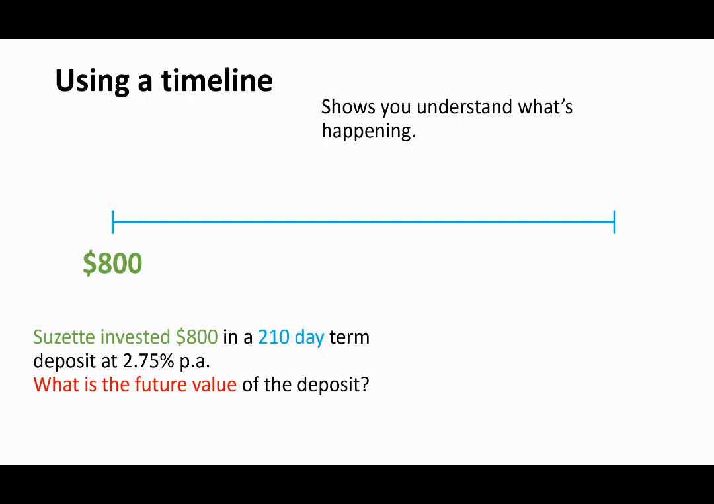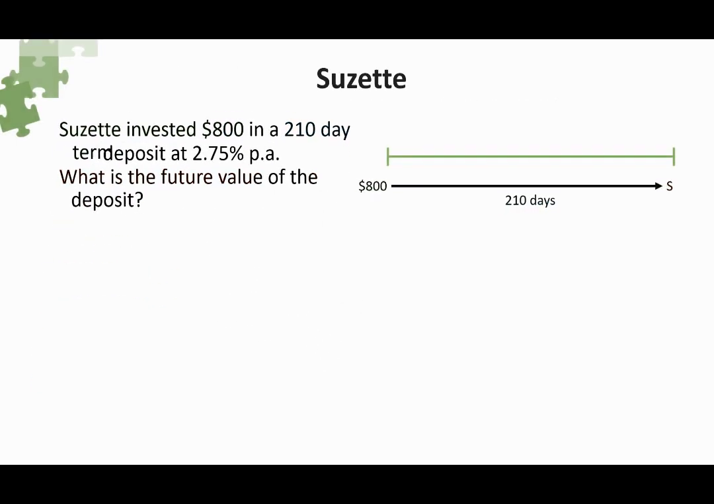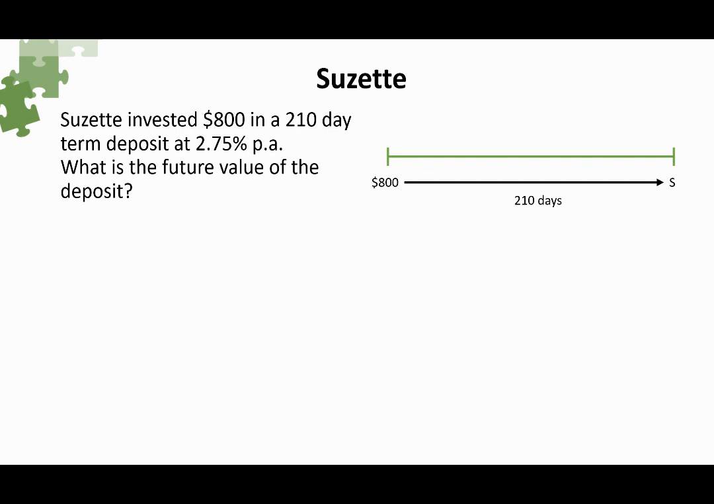She started off with 800, so that'll be on the left. 210 days takes her all the way to the other end. And over here, you have this mysterious number, which will be called S for the future value. And you have to figure out what S is. Okay, so I'm going to make the timeline a little smaller to make space for my calculations here. So we're going to extract all of the data now into our regular space.